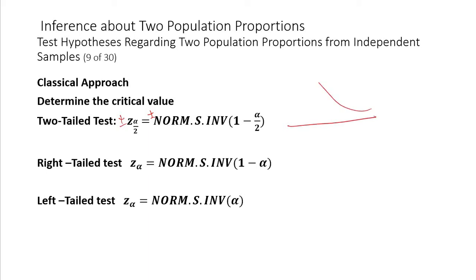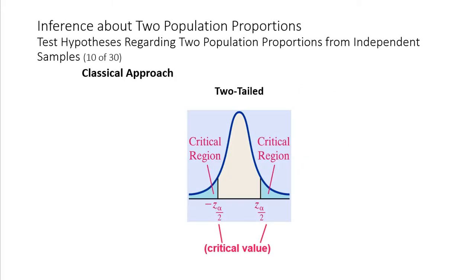So here, for the two-tailed test, we're going to have z sub alpha divided by 2, and we know that there is another one that is negative. For the right-tailed test, we're going to compute z sub alpha. And for the left-tailed test, we're going to compute z sub alpha, and it's going to be negative. So we're going to compute it this way. So now that we know the critical value and we know z naught, we can use the classical approach in order to make a decision.